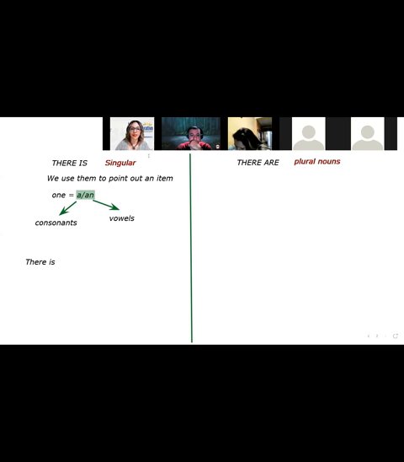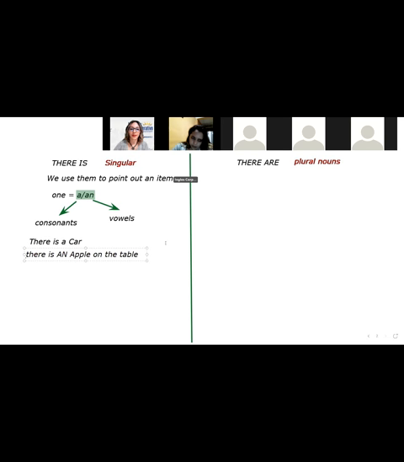Cuando su noun, for example, there is a, y si lo que voy a decir empieza con consonante, voy a usar a. There is one car. Eso es lo que estoy diciendo. Or I can say, there is an, y ahora tiene que ser vocal, an apple on the table. Okay, that's the one we use. Okay, depende de la siguiente palabra. Esa es la que va a decir cuál voy a usar.